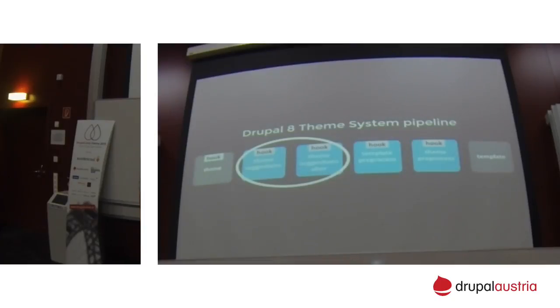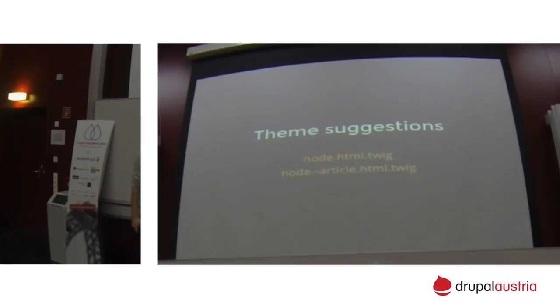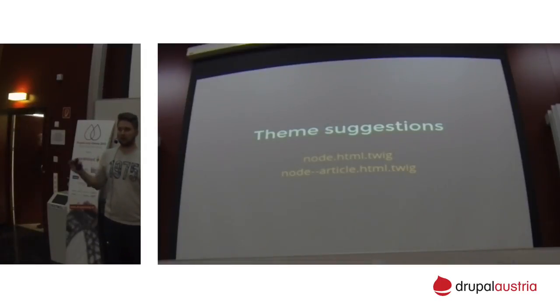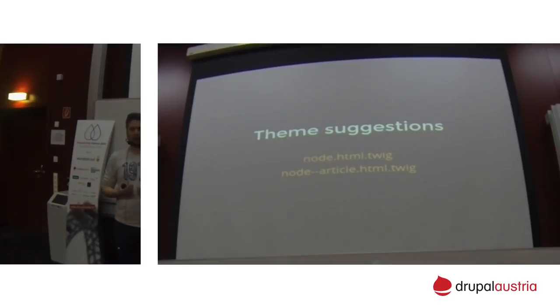Let's proceed to the next step, that is the theme suggestions. If you are wondering what they are: if you want to override your node template specifically for the article node type, Drupal core has added a theme suggestion for that, so that you can use node--article to only override the template for the article node type. Theme suggestions are to override the template or the preprocess logic only for a specific use case.